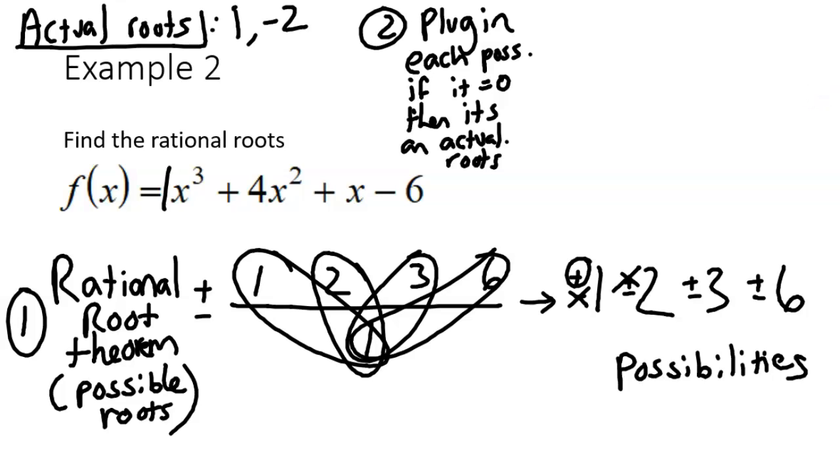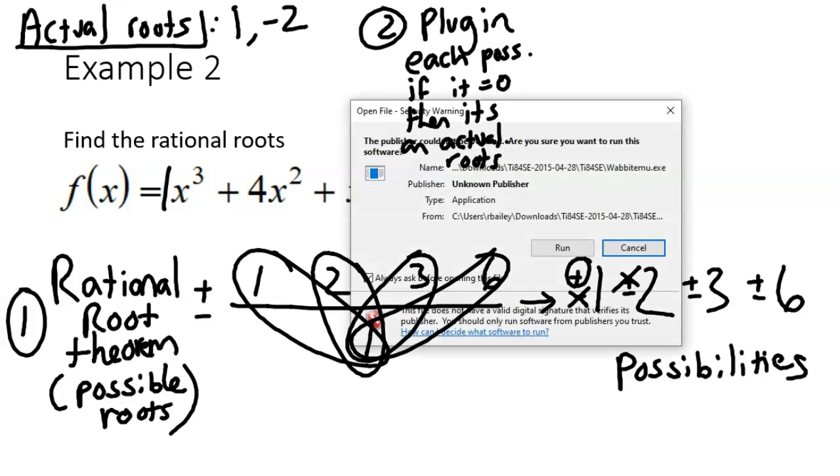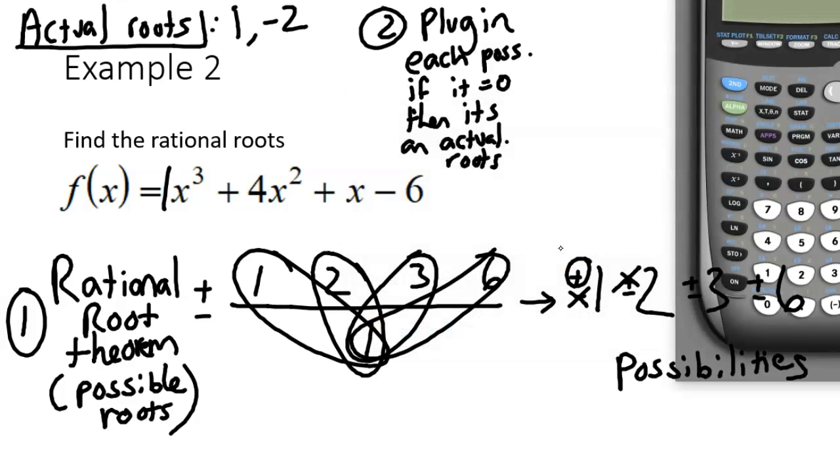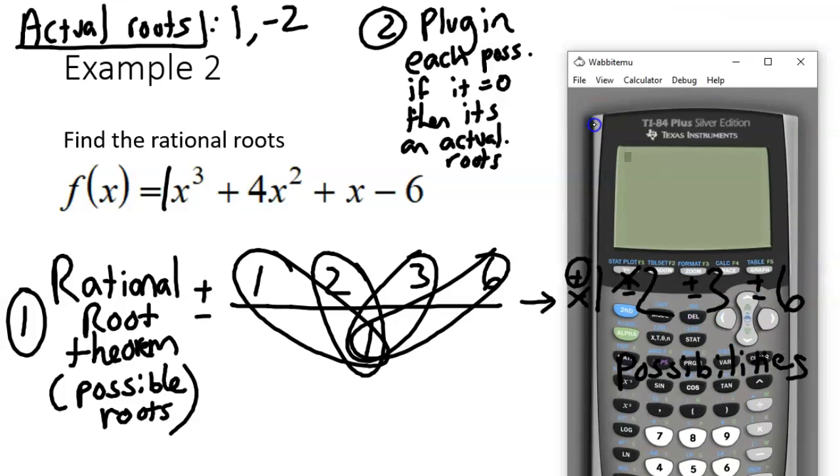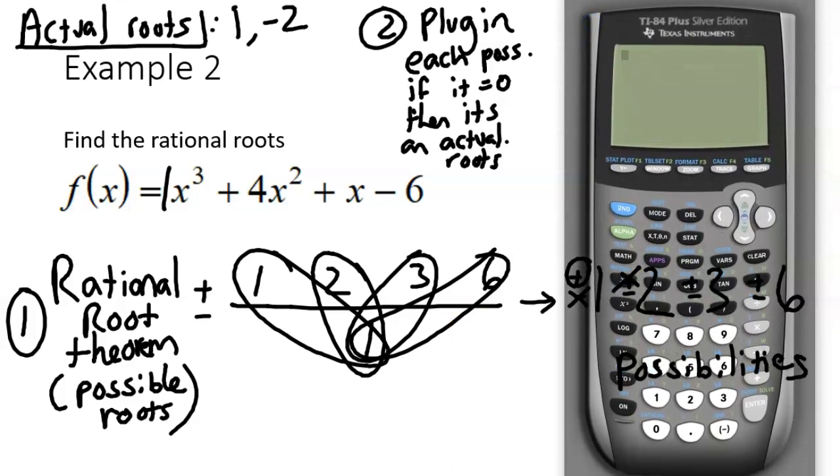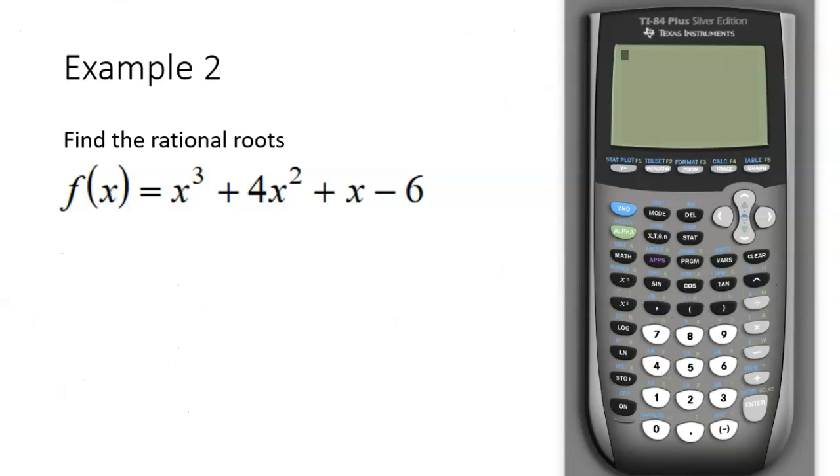Now, if you guys have a calculator, I'll show you a neat little trick at this point. It can help speed things along a little bit so that we don't spend so much time calculating all this stuff over and over again. So the first thing we'll do is push Y equals and type our function in here: x to the power of 3 plus 4x squared plus x minus 6. Okay? Next, you're going to come out of there by pushing second and quit.